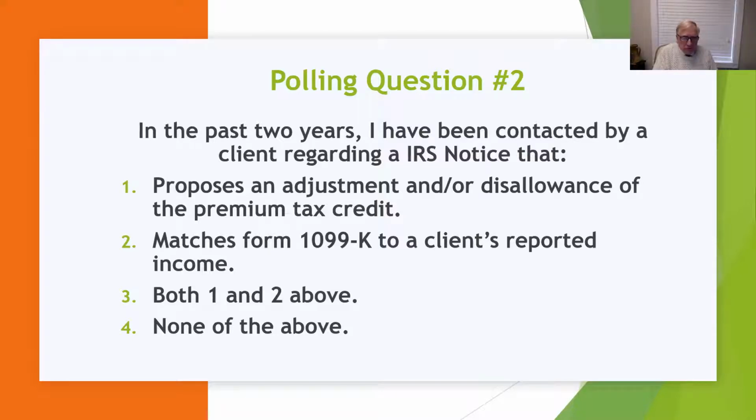Okay. So proposes an adjustment and our disallowance, 22%. 6% had 1099-Ks, 13% had 1 and 2. The 59% had none of the above. You should be very fortunate. There will be a substantial expansion in the future involving 1099-Ks, and we're going to see that in terms of the audit.